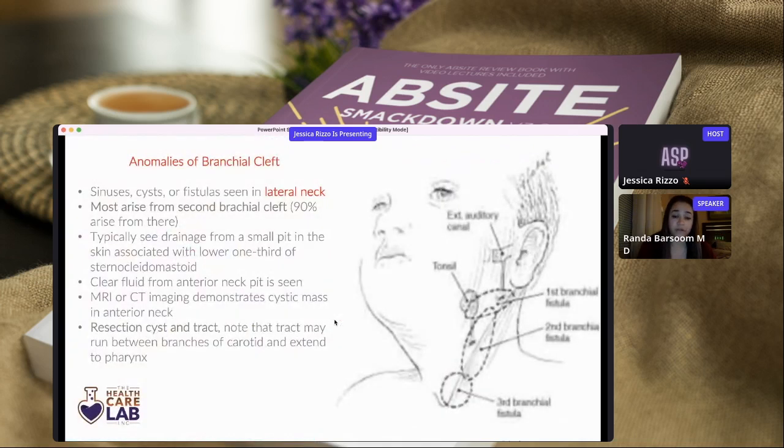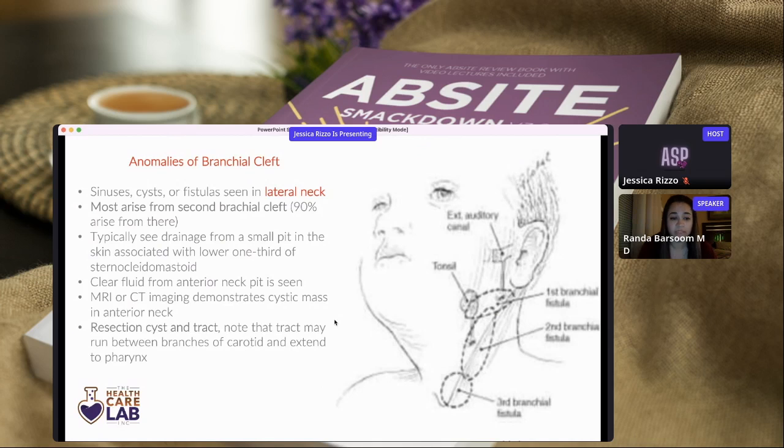Branchial clefts, very heavily tested. They love to talk about branchial cleft anomalies, where things come from, especially the third and fourth branchial clefts. So anomalies are usually lateral neck masses, whereas the thyroglossal cysts are usually central neck masses. And what you'll usually see is on the lateral neck, there is drainage from a small pit associated with it. Usually it's a clear fluid that comes out.